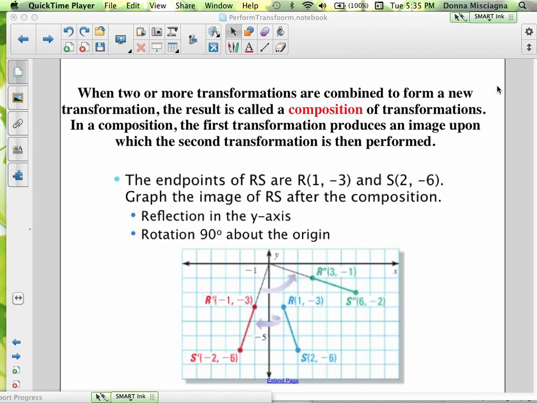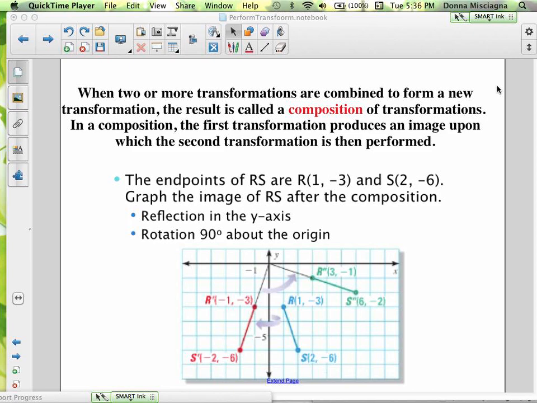When two or more transformations are combined to form a new transformation, the result is called a composition of transformations. In a composition, the first transformation produces an image upon which the second transformation is then performed. So in this podcast, we're going to be learning how to perform composition of transformations, more than one transformation.